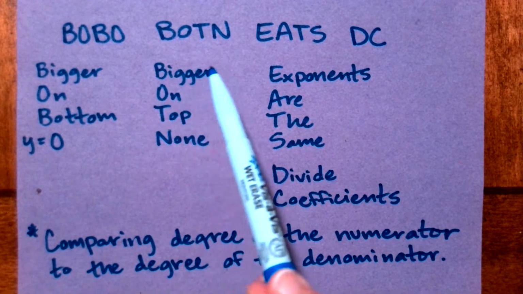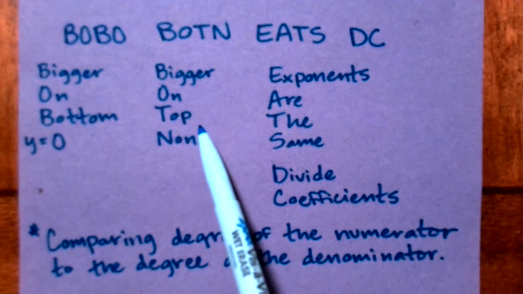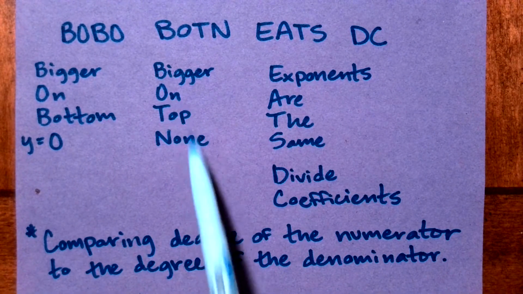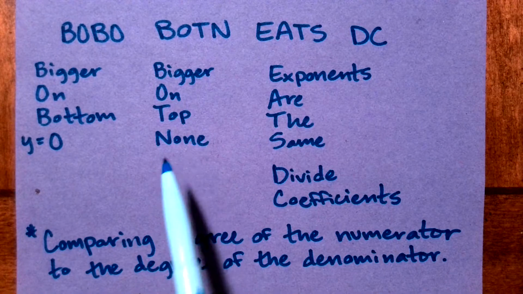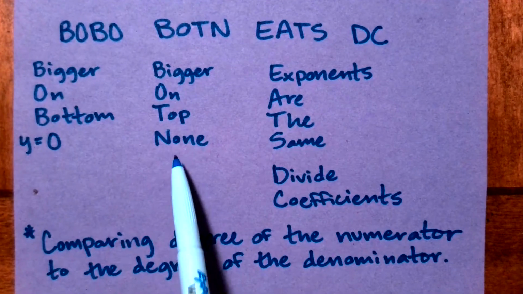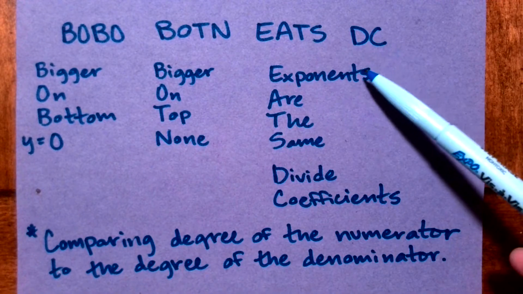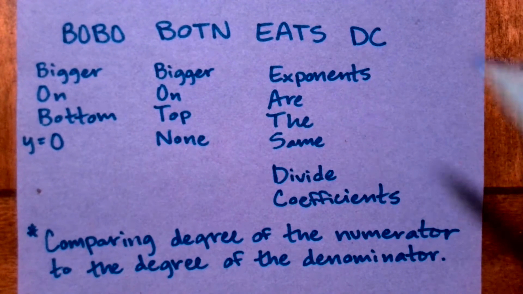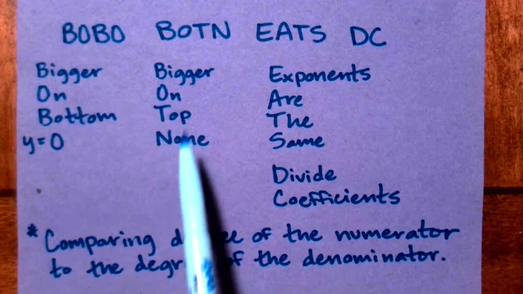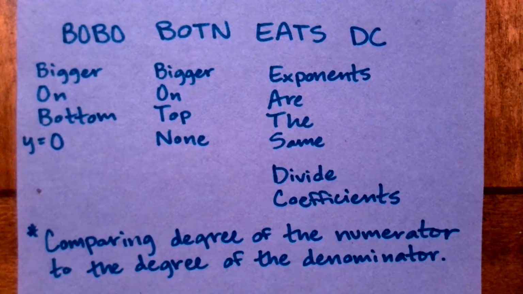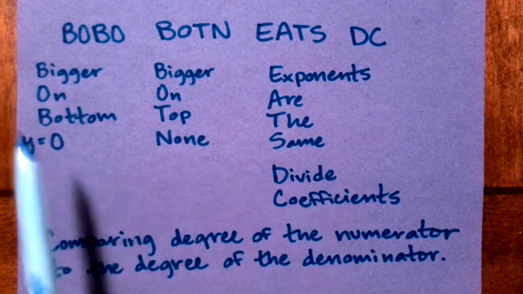If the power is bigger on top, so if the degree is larger in the numerator, then we won't have a horizontal asymptote, so Boatin, the N stands for none, but we could have a slant asymptote, so we'll come back to that. And then the last one, eats DC, says if the exponents are the same, because it could be larger on bottom, it could be larger on the top, they could be the same. If it has the same degree on top and bottom, we will divide the coefficients that are in front of those terms of highest degree. Okay, so let's go through each one.